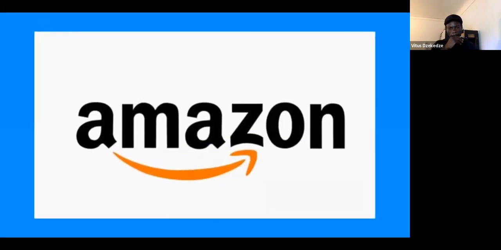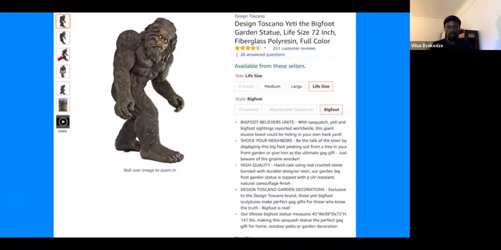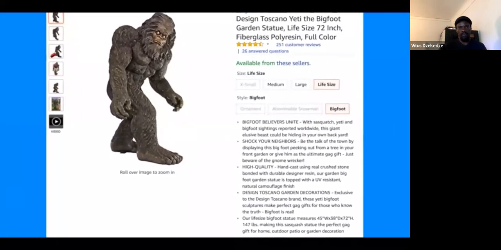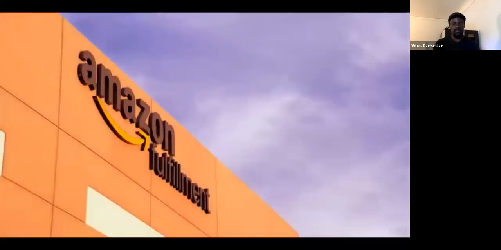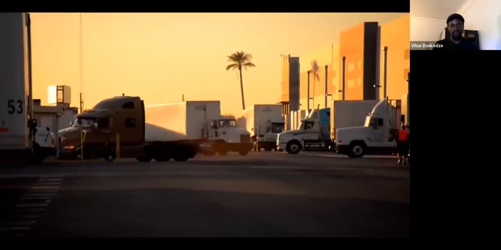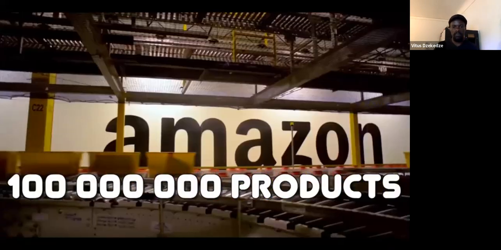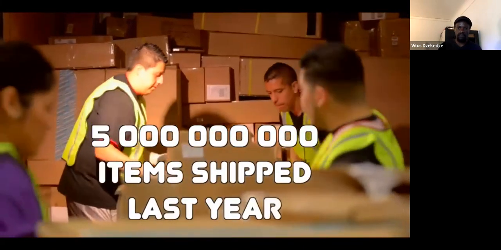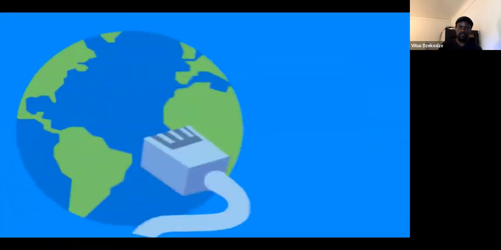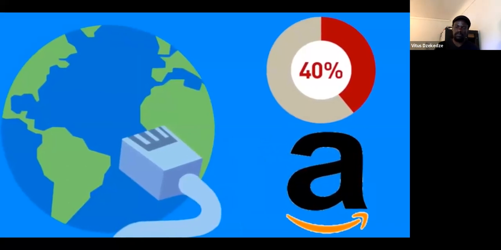Amazon. Most of you know it as the online marketplace where you can buy anything from 6-foot-tall, 150-pound Bigfoot statues to Nicolas Cage pillowcases. Yeah, Amazon sells pretty much everything. In fact, they currently have a selection of over 100 million different products to choose from, and they also shipped about 5 billion items last year alone. That accounts for nearly 40% of everything sold on the internet.